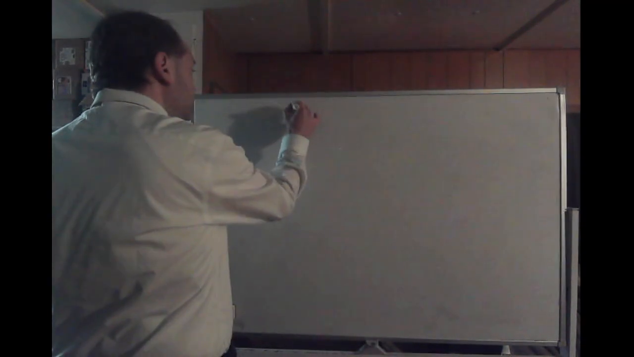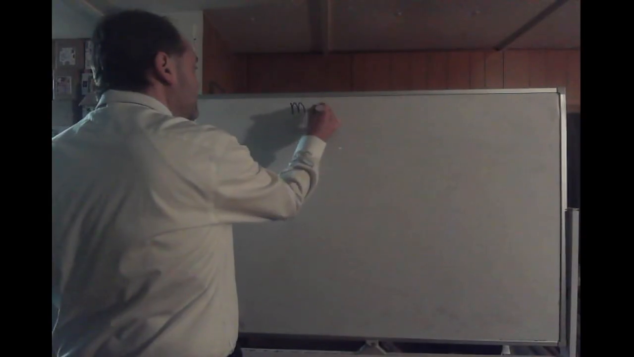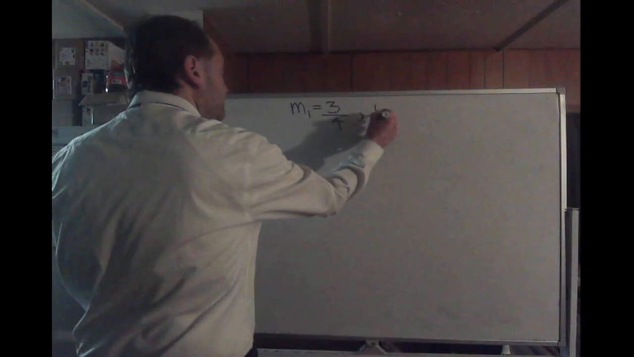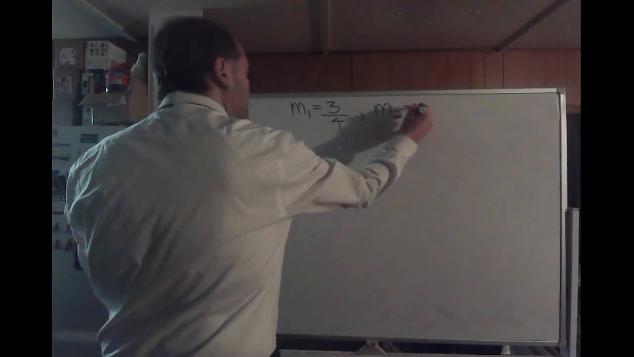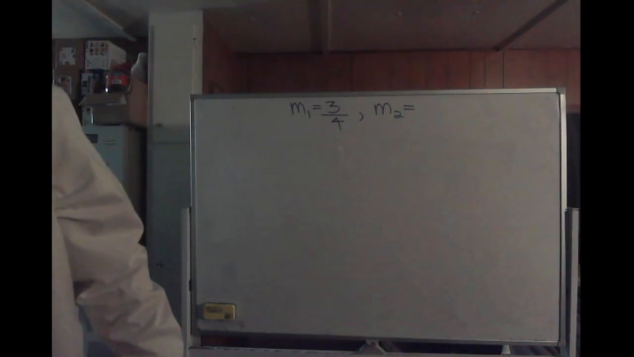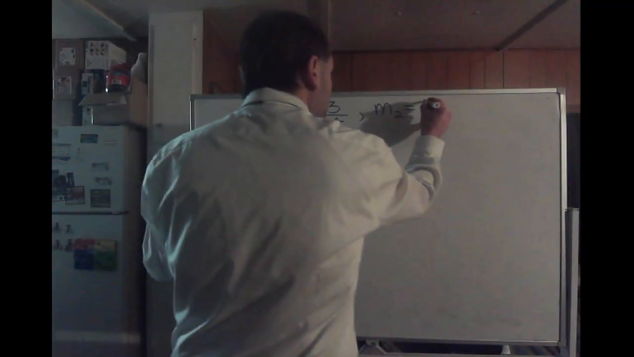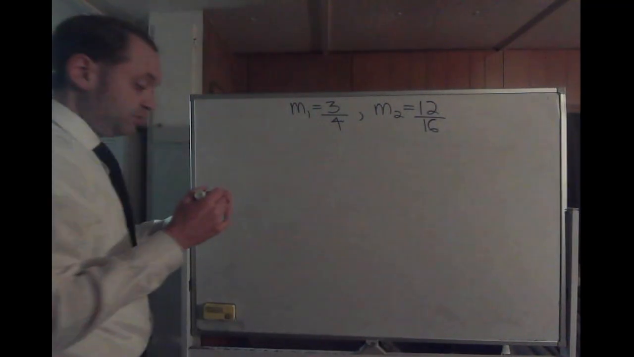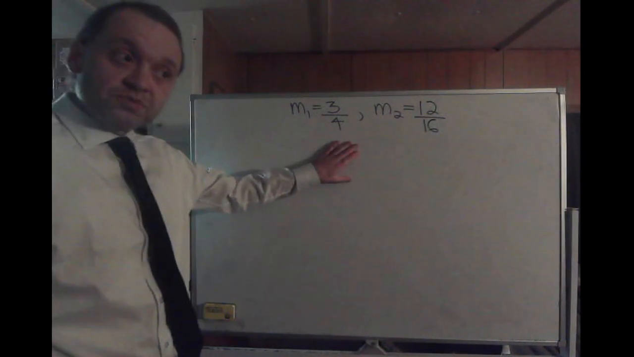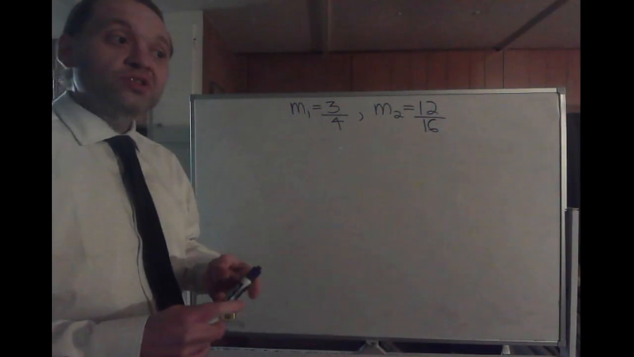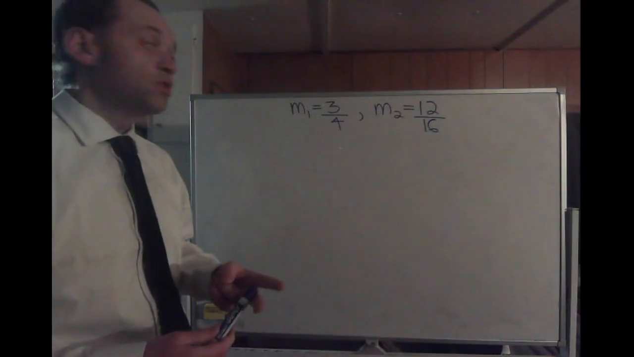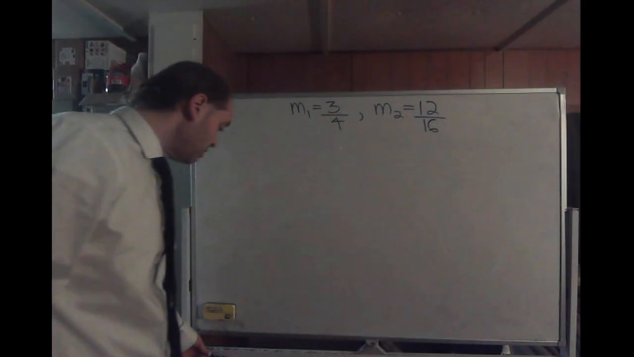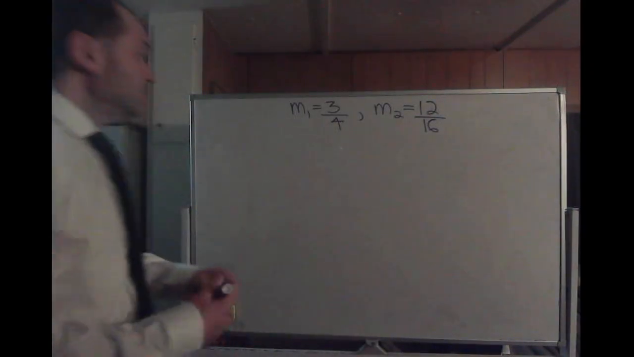So we're given the slope of the first line equals 3/4. We're given that the slope of the second line is equal to 12/16. What our job is here is to determine, are the two lines with these slopes parallel to each other, perpendicular to each other, or neither? And if they're neither, they just intersect generally. So let's look at these here.